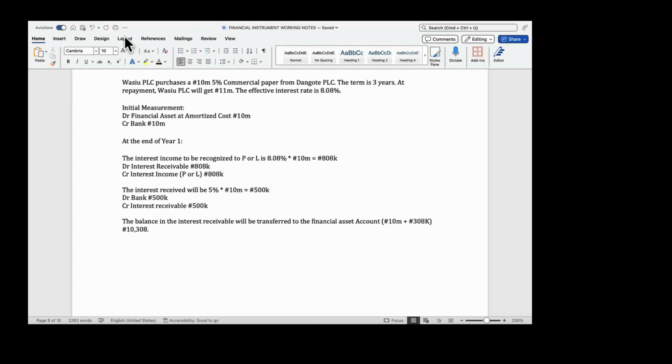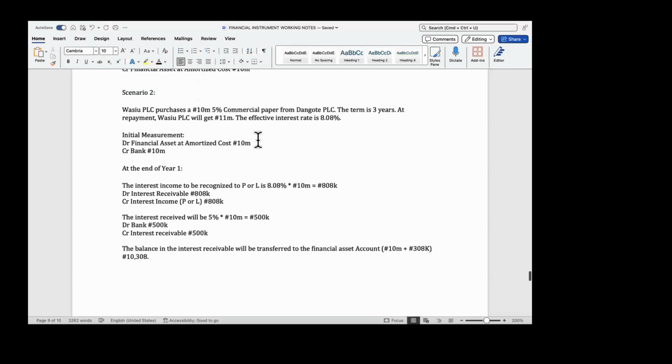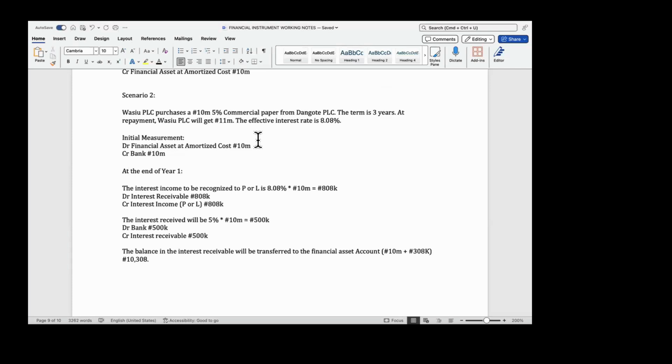Sir, I have this question that I want to ask for exam purpose. Are we to split the interest? You started from the 8.08%, then down to the 5%. So, can we do it like this? Debit interest receivable 308, then debit our bank for 500, then we credit P&L 808. Is it possible we do it that way?